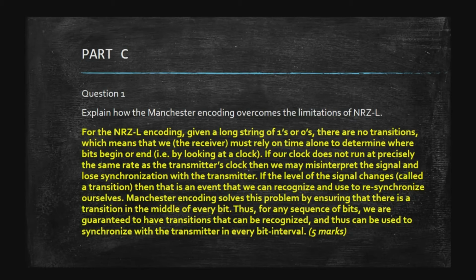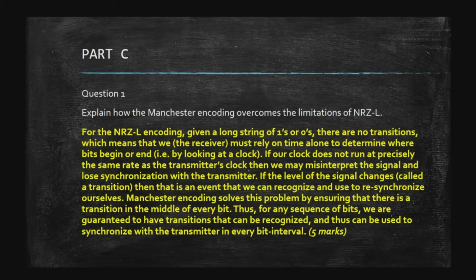So if the level of the signal changes, which we call a transition of the signal, then there is an event that we can recognize and use to resynchronize ourselves. Manchester encoding solves this problem by ensuring that there is a transition in the middle of every bit.